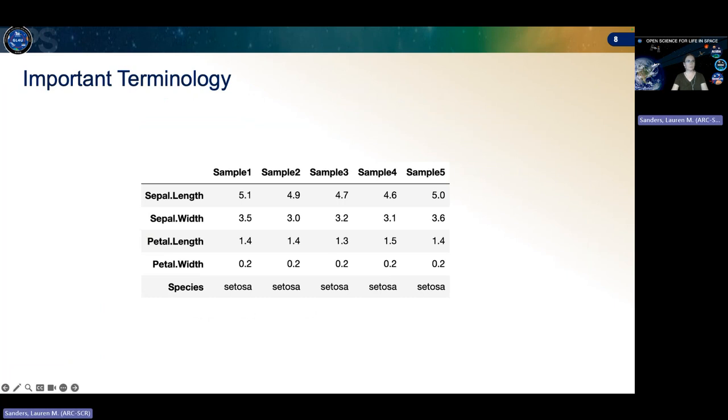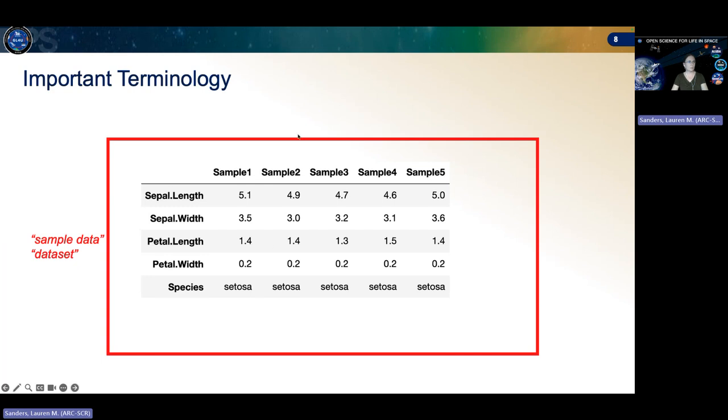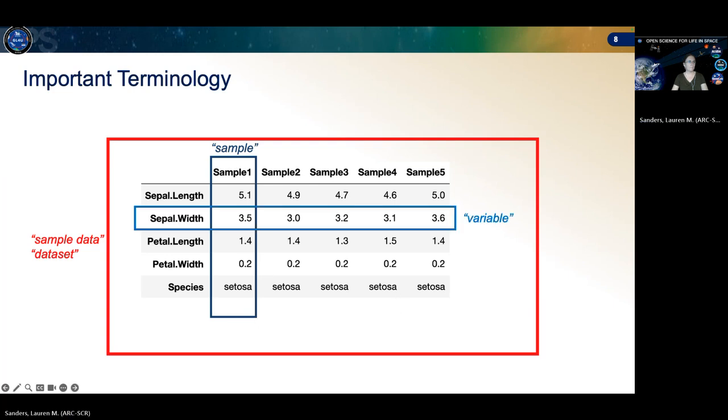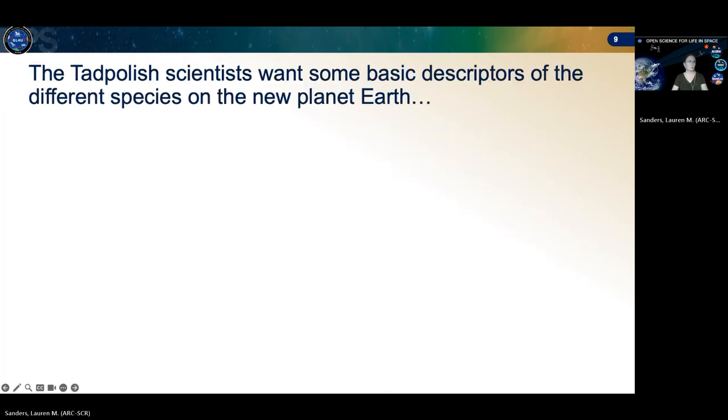So going back to that important terminology in the context of the iris data set, the whole data set, we're just looking at the first 5 samples here, but this is called the data set or sample data. One sample is shown in a column here. So in this data set, samples are in columns, and variables are in rows. So one variable, the sepal width, is shown here. And one data point, for example, the petal width of sample 5 is 0.2.